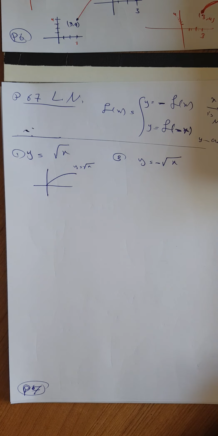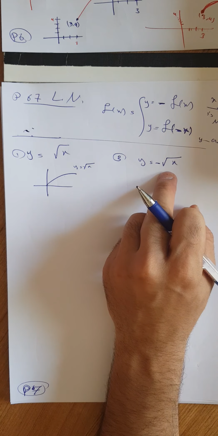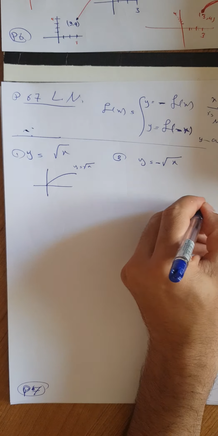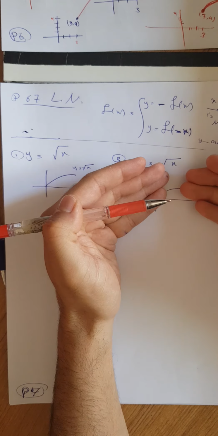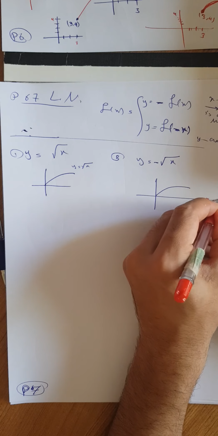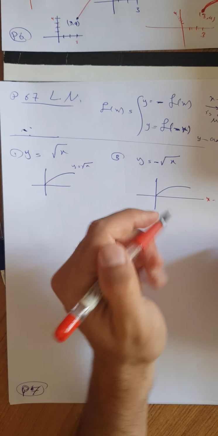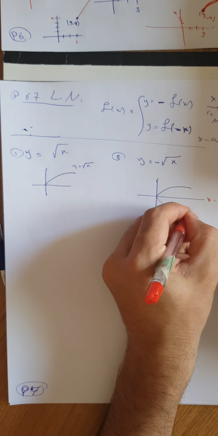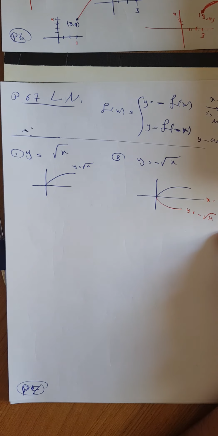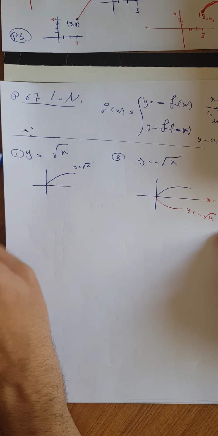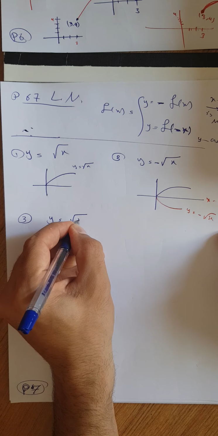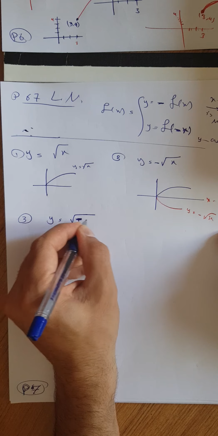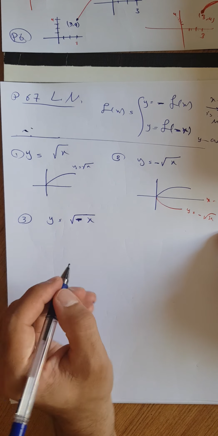For example, I say y is equal to minus, outside here. So our reflecting is about what? It is about the x-axis. So this is the original. If the mirror is the x-axis, the graph should be like that. So this is the graph of y equal to minus square root of x. Now for the third example, I'll have something like that: square root of minus x.